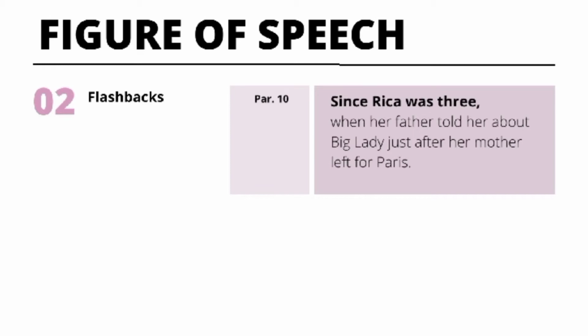This line on paragraph 10 interrupts the chronological order of the story to take readers back in time to the past events, which is 3 years ago when her father told her the story about the big lady. This is a clear evidence that Rika's father told this story to influence how Rika will behave. By repressing her emotions of sadness, she is considered a good girl.